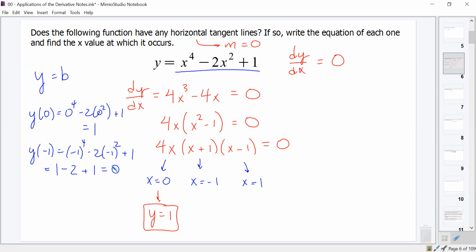And we'll note that if we do the same thing with x equals 1, 1 to the 4th is also 1, and 1 squared is also 1, so 1 minus 2 times 1, plus 1 yields 0 again. And so we have the same tangent line, y equals 0, coming from both x equals negative 1 and x equals positive 1.